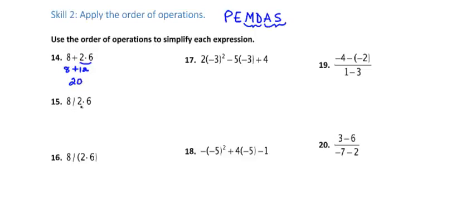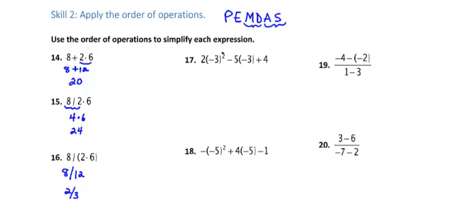8 divided by 2 times 6, that's multiplication and division from left to right. So we say 8 divided by 2 is 4, times 6 would be 24. Number 16 is a little bit different. It is 8 divided by the quantity 2 times 6. So in this case we have to do what's in parentheses first. 2 times 6 is 12. 8 divided by 12 simplifies by dividing by a common factor of 4 to get 2 thirds.